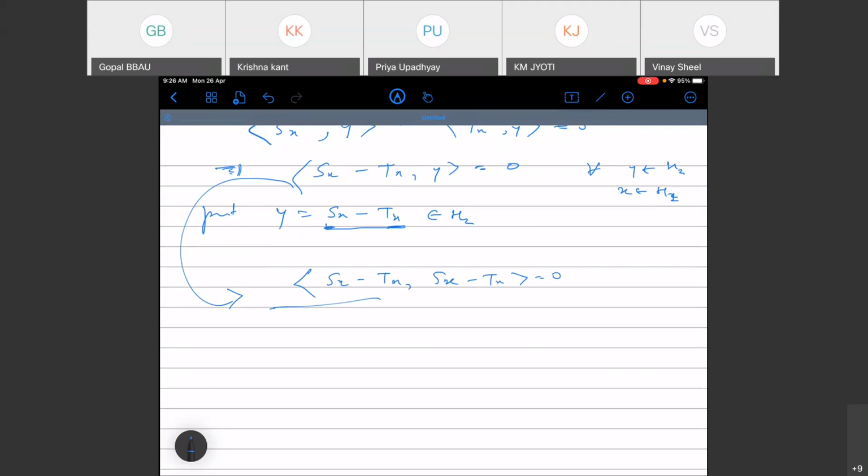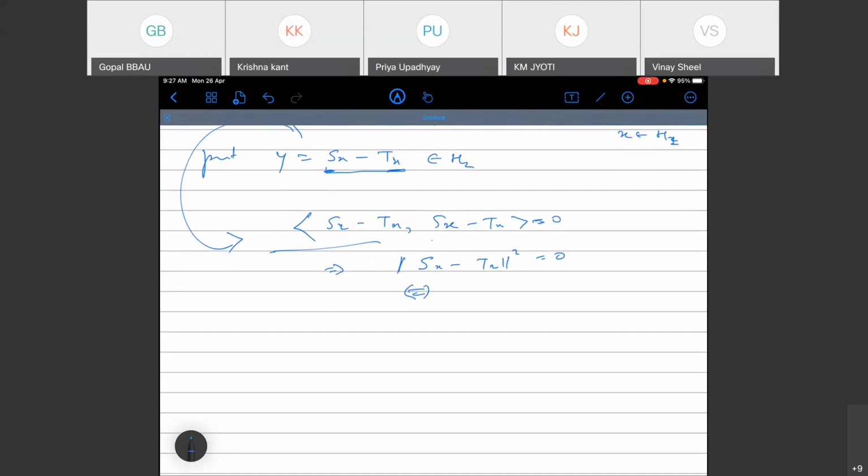And by definition, this is nothing but norm of Sx minus Tx squared, and this is 0. And norm x squared is 0 if and only if x is 0. So this is if and only if Sx minus Tx is equal to 0, or Sx equals Tx for all x in H1, and this implies S equals T. So you have proven that S is unique. Okay, any doubt, question?